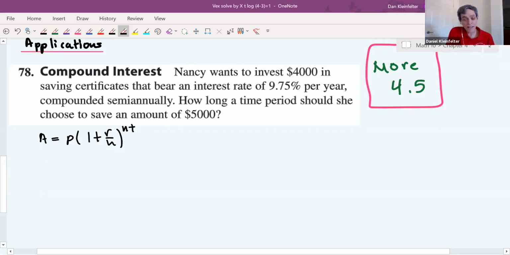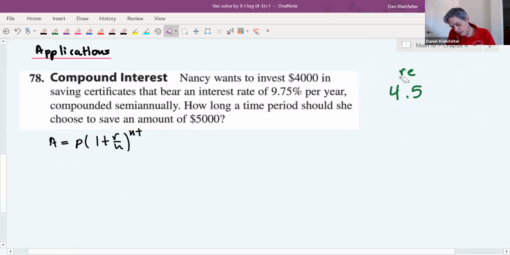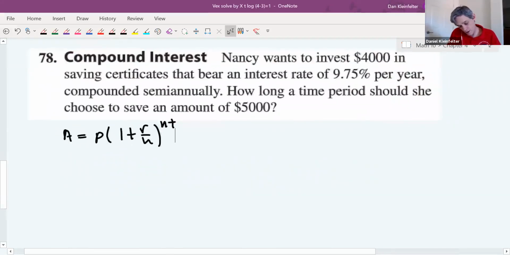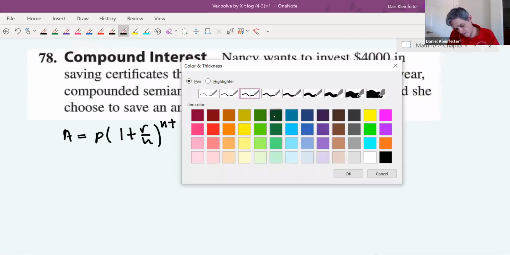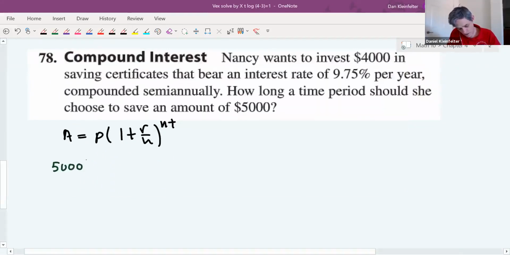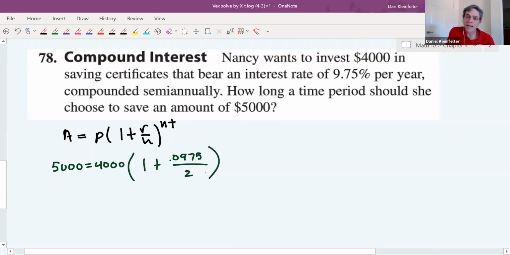And fortunately, that's a common question. So let's put in the information we have and then see about solving for T, because the answer is how long a time period she should use. So that means we're solving for T. All right, so let's go ahead and put in what we know. She wants to end up with the 5,000, and she's starting with 4,000. 1 plus her interest rate of 9.75% per year, so that's 0.0975, is compounded semi-annually, and that's 2 times a year. Make sure you know the difference between semi-annually and biannually. Biannually would be every 2 years. Semi-annually is every half year. So N is 2, and then T is again our variable.